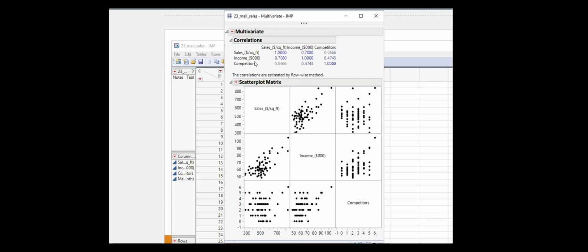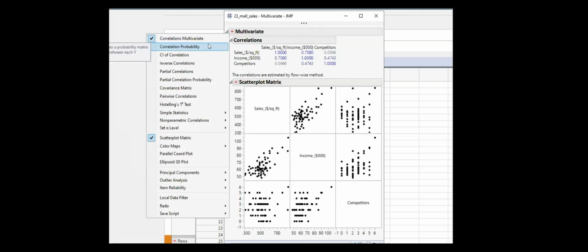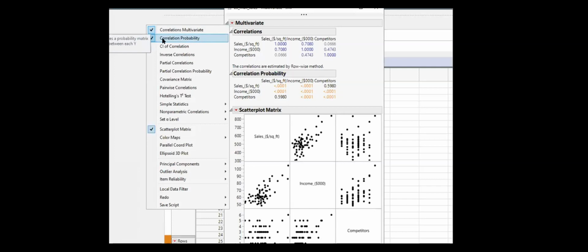So which one should I look at? First column, the correlation between income and sales is 0.7. It's a strong relation. Is that significant? Correlation probability. I clicked on the red triangle, the second one, correlation probability. That shows if these correlations are significant or not. I know that this is a strong association, but is it significant? Yes. P-value is less than 0.05, right?